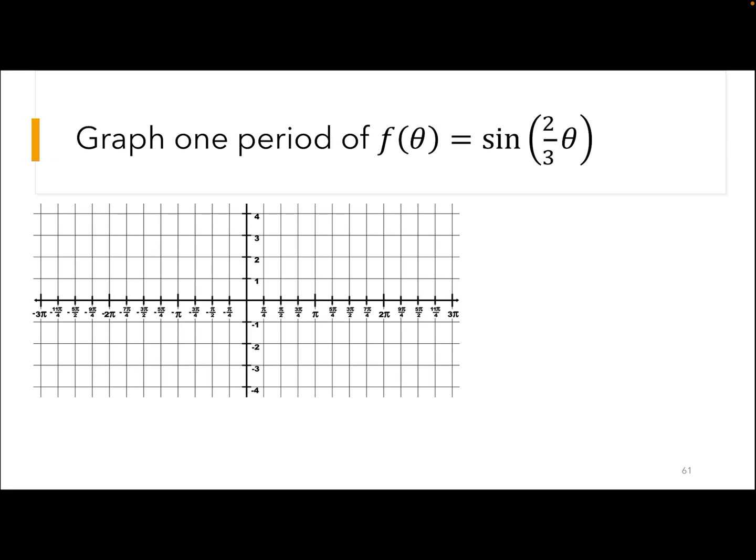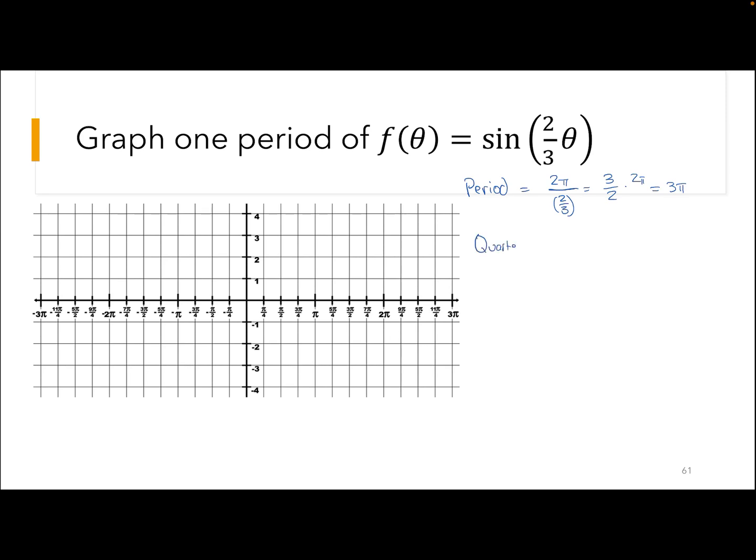So now we're actually going to graph one period of 2/3 sine 2/3 theta. And so the first thing that we need to do is find our new period. So we're going to say our new period is 2 pi divided by 2/3. Now, again, we just multiply by the reciprocal. So 3/2 times 2 pi is going to equal 3 pi. So now that means that every 3 pi radians, the graph is going to repeat. So our new period is 3 pi.